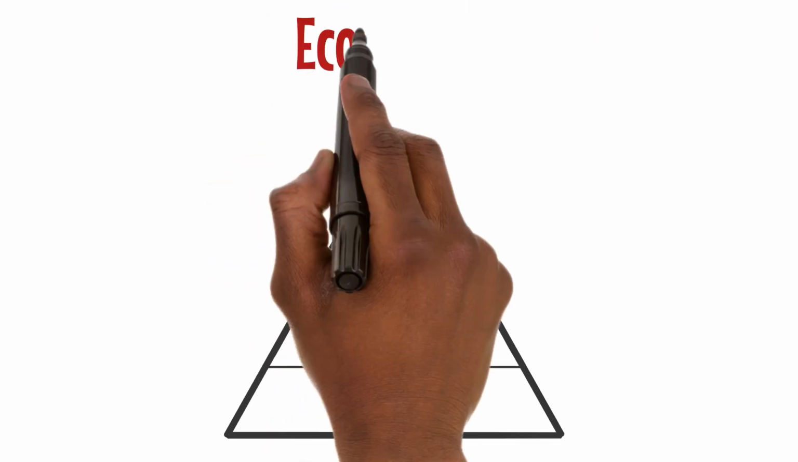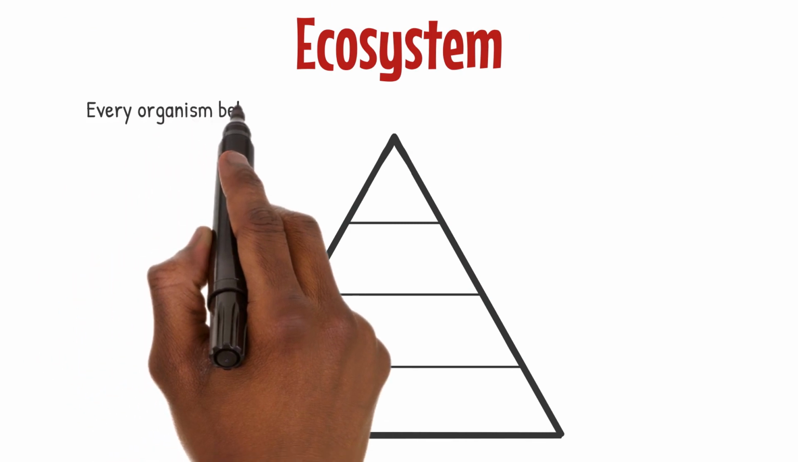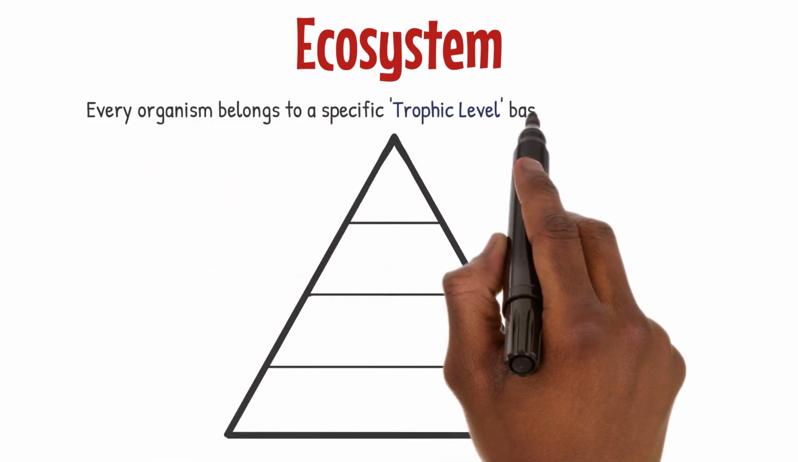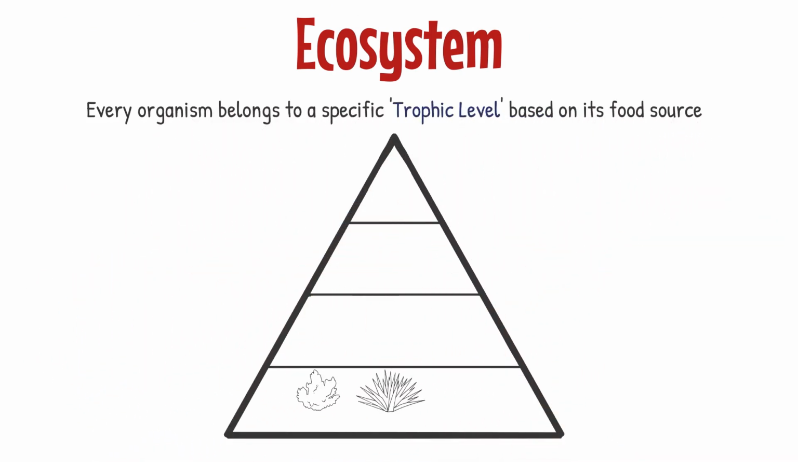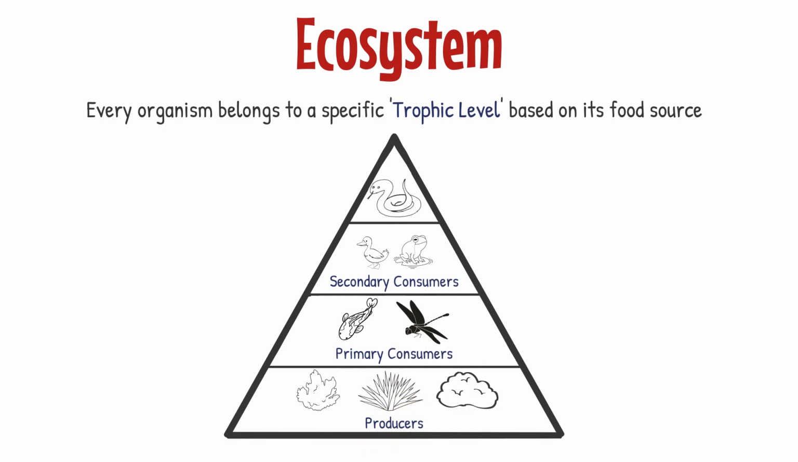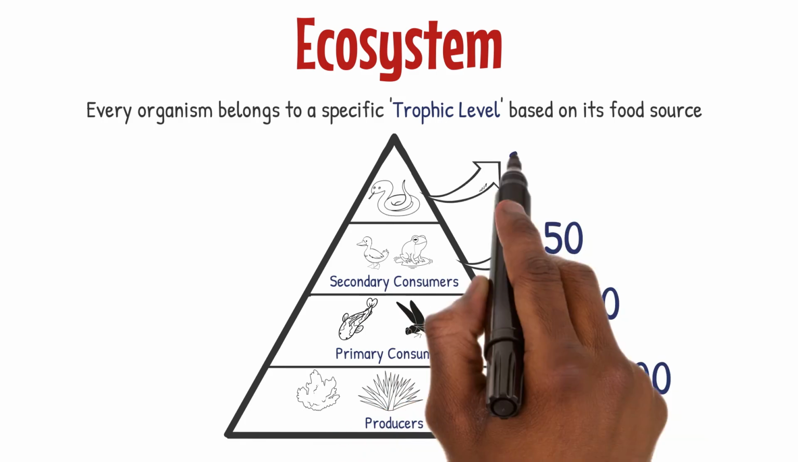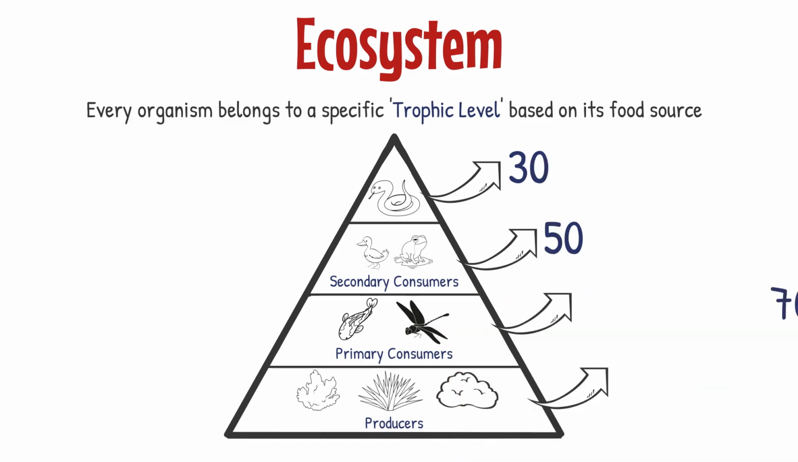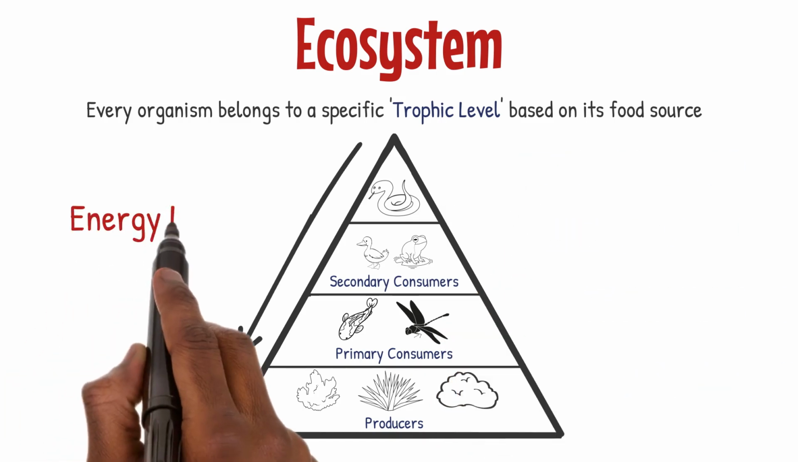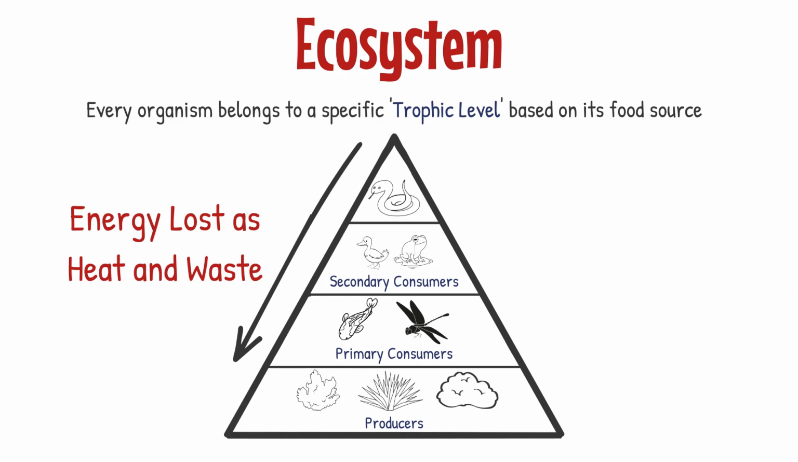In an ecosystem, every organism belongs to a specific trophic level based on its food source. The base is formed by producers, followed by various levels of consumers, and finally the top carnivores. Energy flows from the lower to higher trophic levels, but with each step, some energy is lost as heat, limiting the number of sustainable levels.